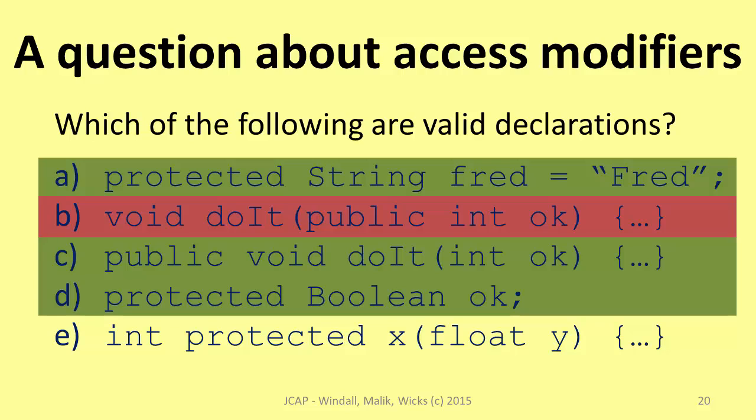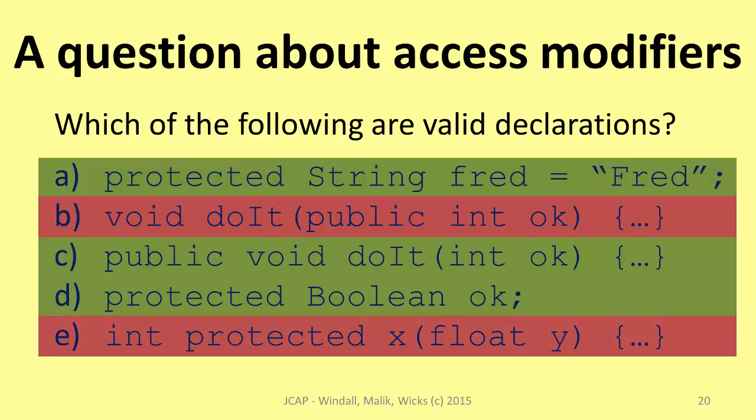The next one, protected boolean OK, is just a standard declaration, and yes, that's fine. You can have a variable called OK that's a boolean and can be seen within the class and by the classes below. But this one, E, is incorrect because the order is wrong. If it was protected int X, then that would be fine, but it isn't. So this one would be marked as incorrect.